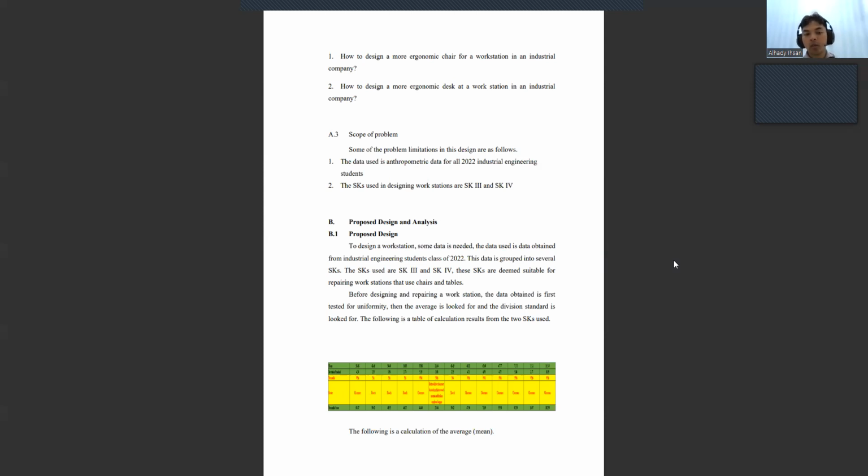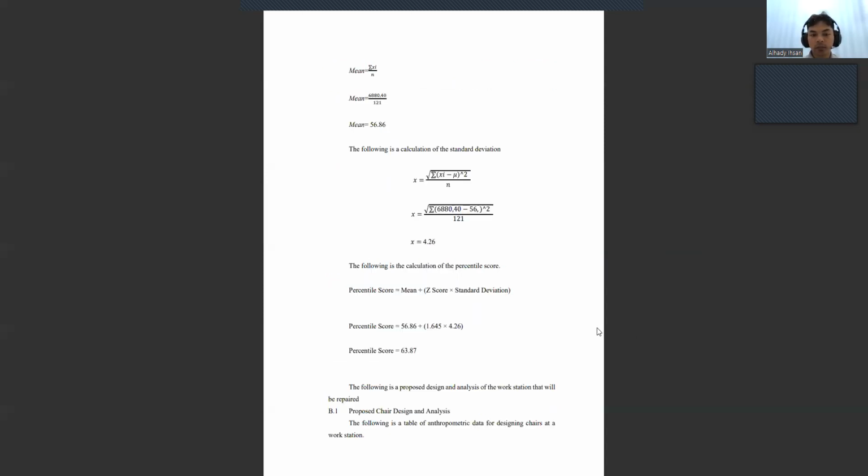Before designing and repairing workstations, the data obtained is first tested for uniformity, then the average is looked for and the standard deviation is looked for. The following is a table of calculation results from the two SKS used. The following is the calculation of the average. And then we get the percentile score, which is 63.87. The following is the proposed design and analysis of the workstation that will be repaired.